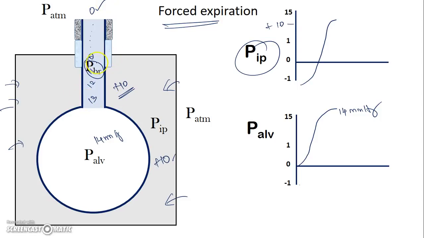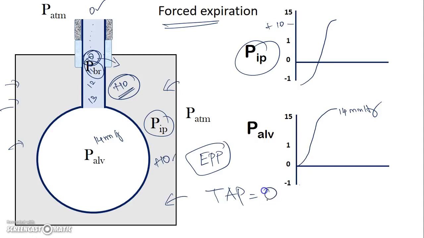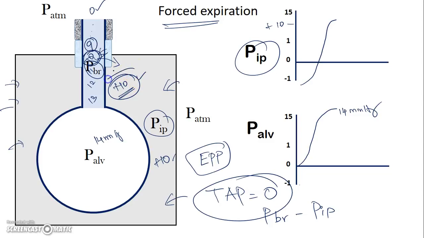Now the point at which the airway pressure becomes equal to this intrapleural pressure is called the equal pressure point, that is EPP. Also we can say the trans airway pressure has become 0, that is the difference between PBR minus PIP has become 0. So this is the point we are learning to understand. Now what is the importance of this point? Slightly above this point, if you notice here, this pressure is going to become lesser than the intrapleural pressure. So the pressure outside is higher, which may try to compress these airways.